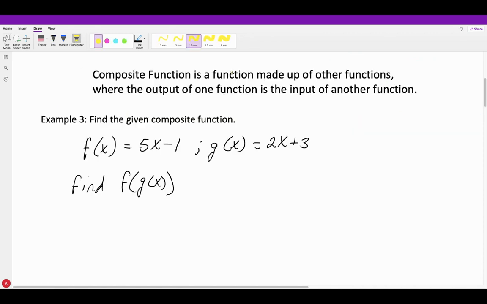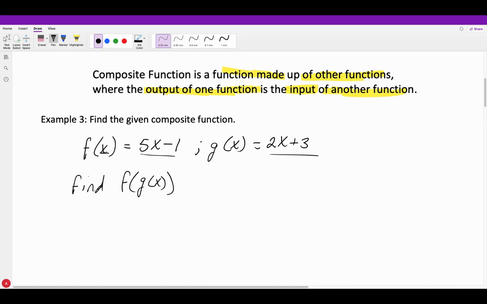All right, so a composite function is a function made up of other functions. Another way we can think about it is where the output of one function is the input of another. Now, I'm going to explain that at the end of this question. But the questions may appear like this, where you have f of x is equal to 5x minus 1, g of x is equal to 2x plus 3. So we have our two functions. Now we're asked to find f of g of x.